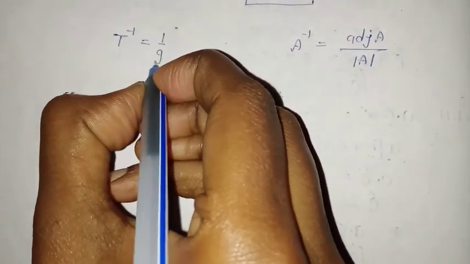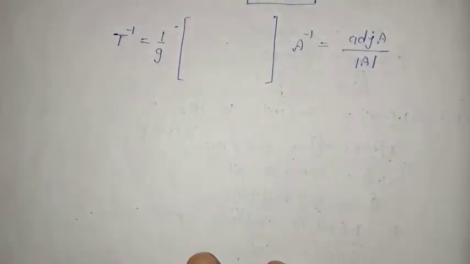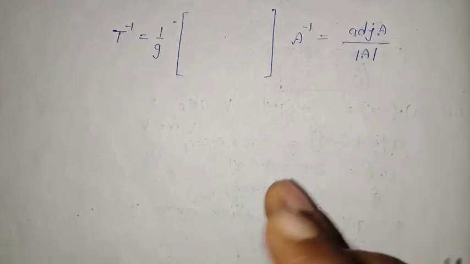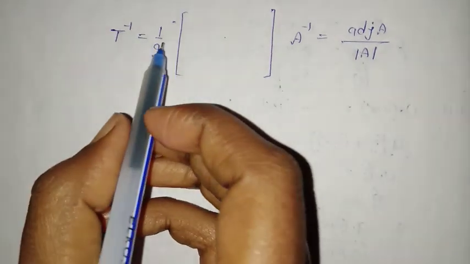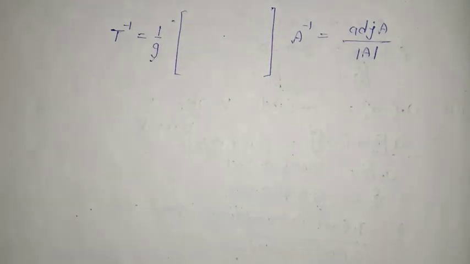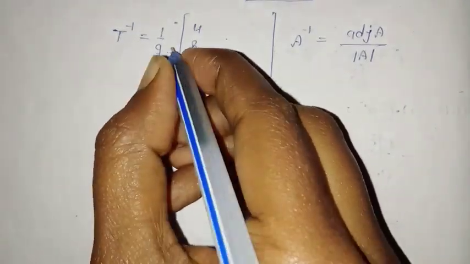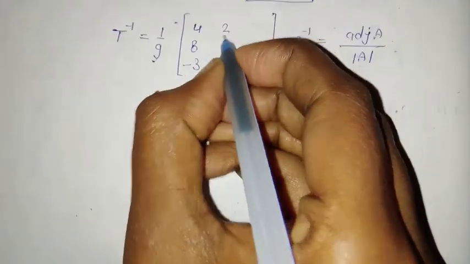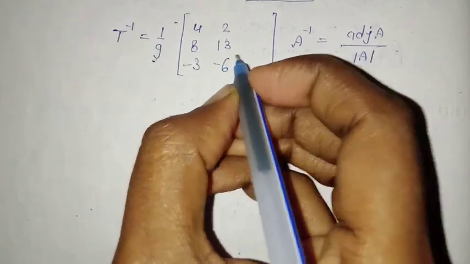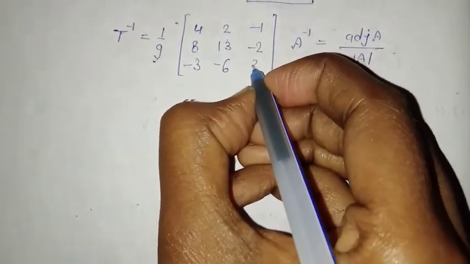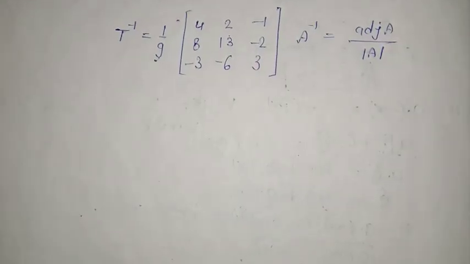The cofactor matrix that is obtained here, I am writing it directly. You can find it by yourself because this is very easy. You just find the cofactors and then make a new matrix that is called the cofactor matrix and divide it by the determinant. You will get T inverse. So I am writing it directly: 4, 8, -3 and 2, 13, -6 and -1, -2, 3. So this is the cofactor matrix. We have to find the formula for T inverse.